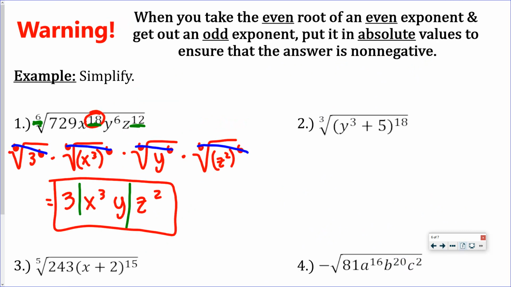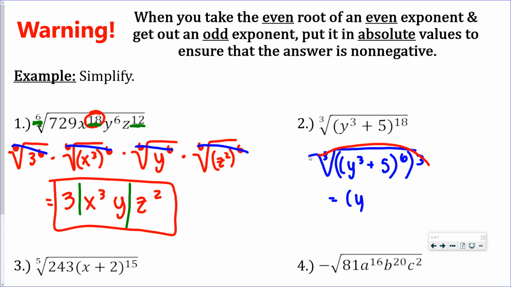All right, let's try another one. Cube root. If it's an odd root, we don't even have to worry about that rule. It can come out positive and it can come out negative. Now I'm just trying to rewrite my radicand as a power of 3. I could write this as y cubed plus 5 to the 6th, all to the 3rd. Everybody agree with that? The cube root and the cube cancel, and I'm just left with y cubed plus 5 to the 6th. Again, I don't have to worry about that rule because I started with an odd root.